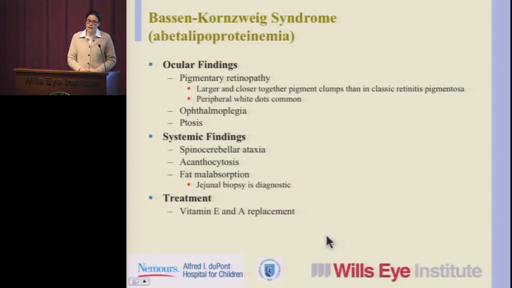These children also often have ophthalmoplegia and ptosis. Systemic findings, again, they can have spinocerebellar ataxia, acanthosis, and fat malabsorption. And here, treatment with vitamin E and A replacement is essential.